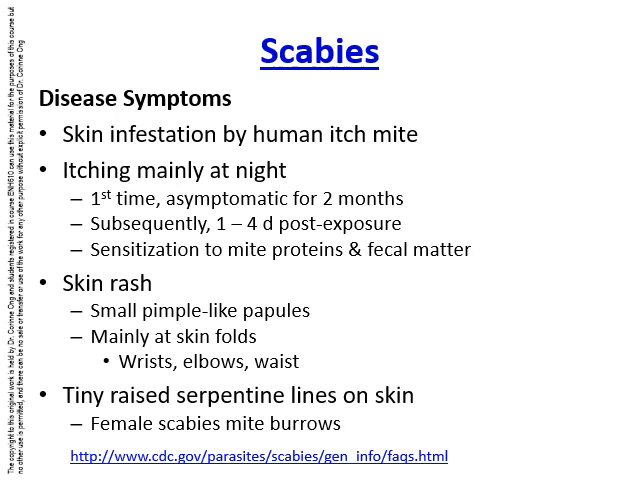Subsequently, if you have cleared the infection and then get it again, the itching will be a lot faster, usually 1 to 4 days after exposure. This is because you get sensitized to the proteins from the mite and also their excrement. The symptoms are having a skin rash with very small pimple-like papules, and this is found mainly on the skin folds, that is, around the wrists, the back of the elbows, and around the waist. Also, there might be very tiny serpentine lines on the skin. This is where the female scabies might make their burrows.